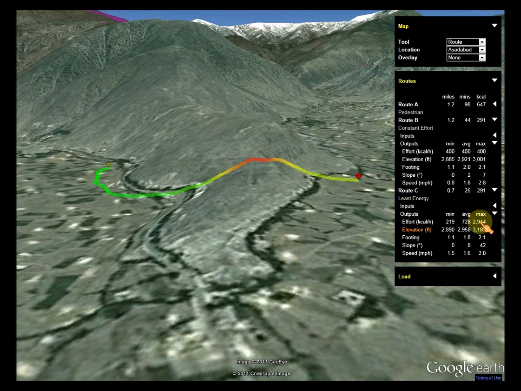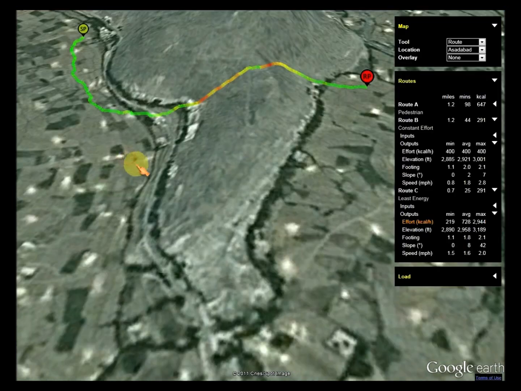To get a sense for the most difficult portions of Route C, we can color code by effort. As intuition might provide, Route C is most difficult along the slopes of the hill.